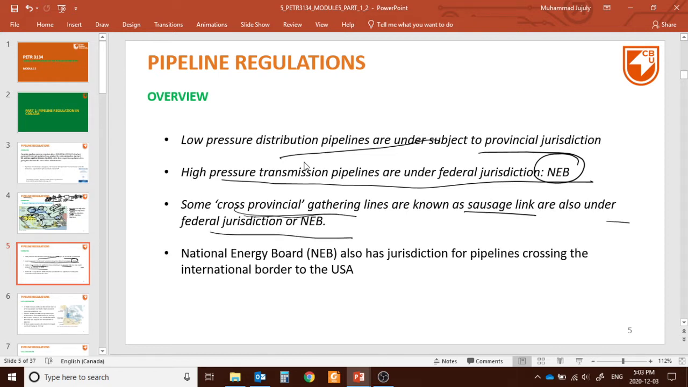Now those are under the federal jurisdiction. Okay, and what if you have a reservoir in Canada, and the pipeline actually goes to the United States from Alberta, for instance, the Keystone pipeline? Okay, so what happens to that? Because it originated in Canada, but it goes to the States, that kind of pipeline is also under the jurisdiction of the National Energy Board, or NEB.